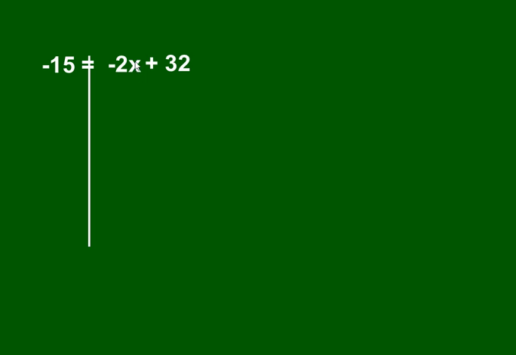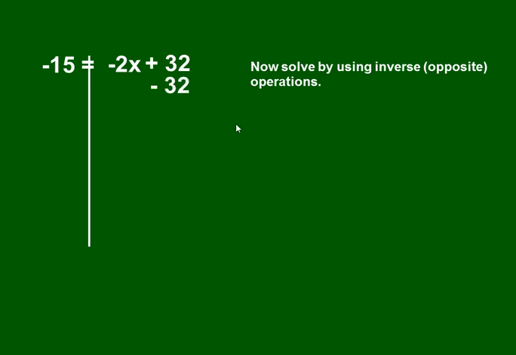Notice that the operations on the side with x are that it's being multiplied by -2 and 32 is being added to it. So I have to use inverse operations to get rid of all of the numbers on the side with x. The first one I get rid of is the lonely one here. Remember, it's the one that's not furthest away from x or not beside x. Since 32 is being added, the opposite of addition is subtraction, so I have to subtract 32. And again, what we do to one side of the equation, we have to do to the other side. So I have to subtract 32 from the other side.